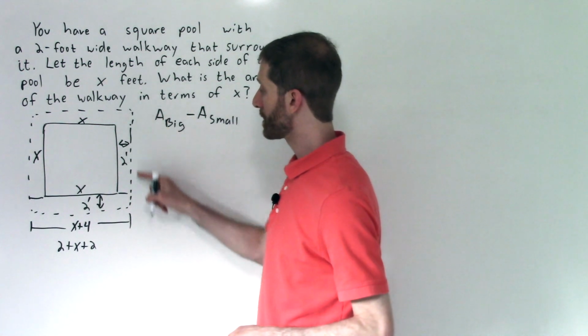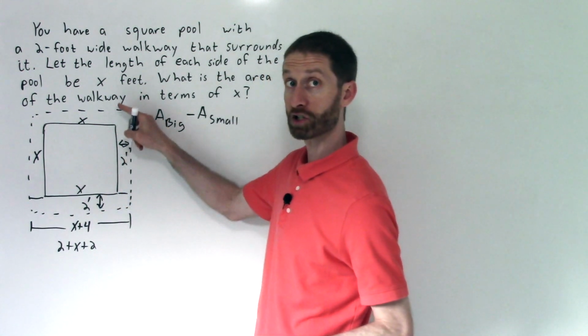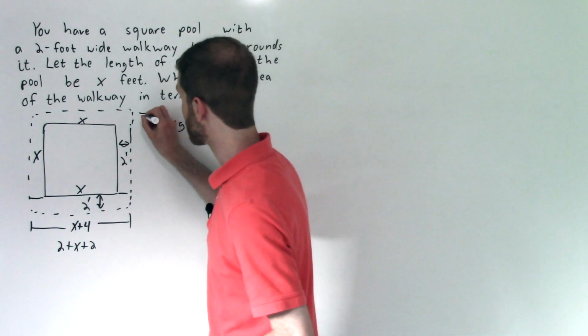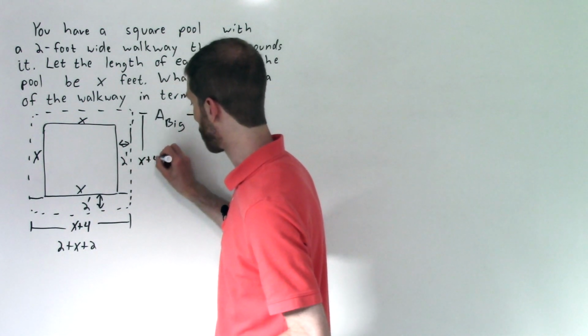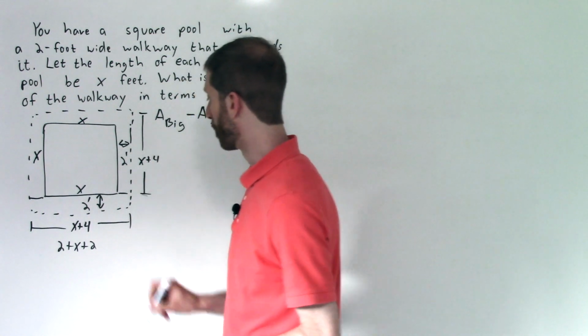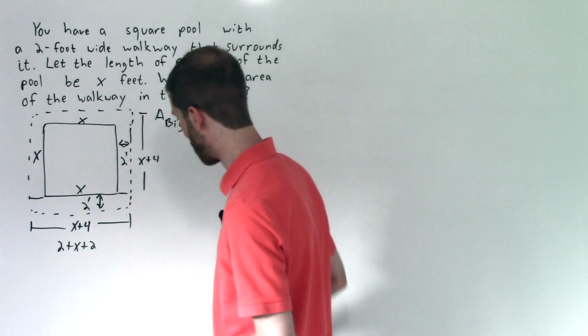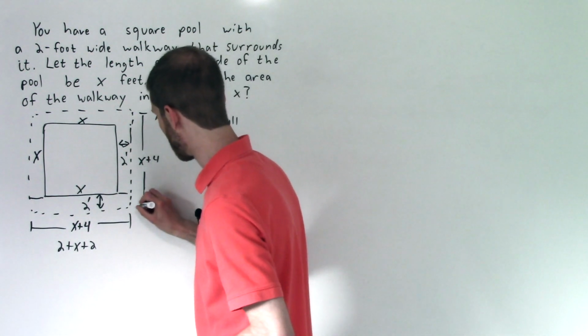Now this side is going to be the same length because we're going 2 plus x plus 2. And so this distance here is also x plus 4. So now we have the dimensions of the pool with the walkway. Pretty sweet. Actually, that goes down a little bit further there. Sorry about that. So that's going to stretch all the way down to here.